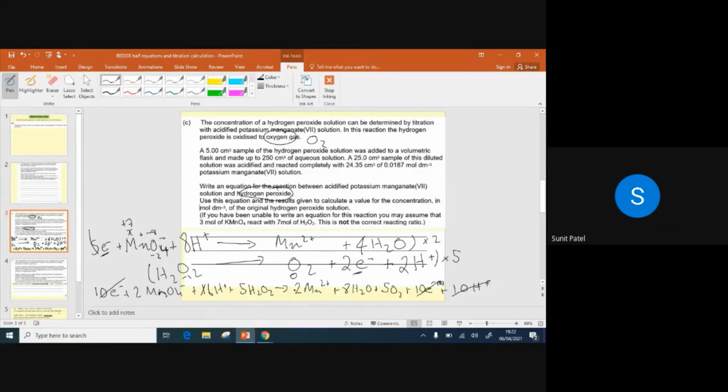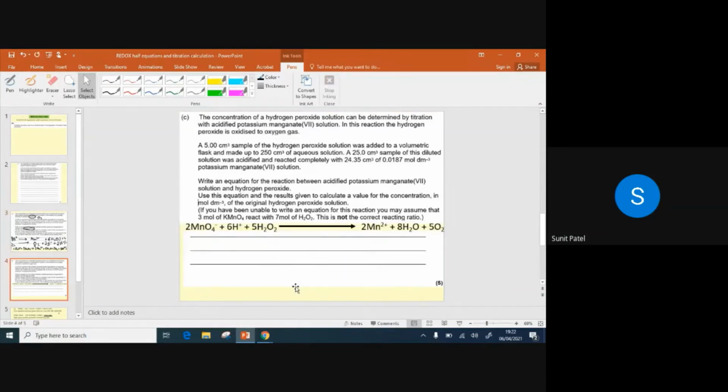Okay, if you're not sure how to do that, maybe you want to stop the video and go through it again. It's not a problem. But I'm going on to the second half now, which is to consider the calculation. We've got a balanced equation. There it is.